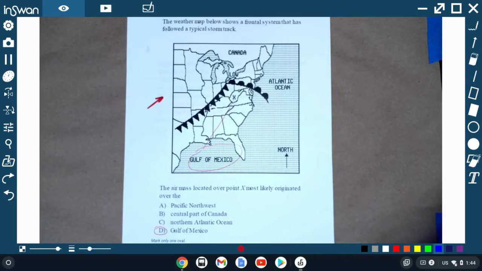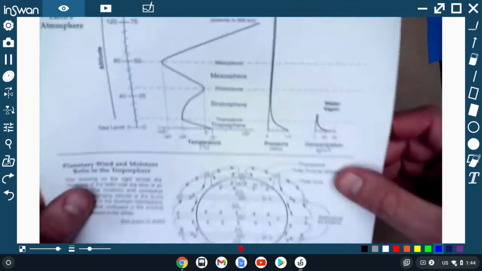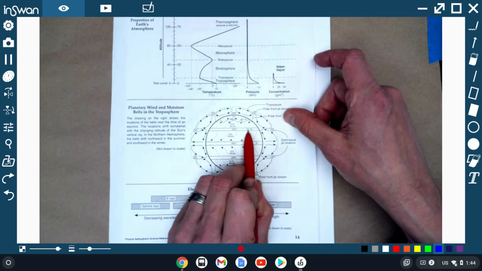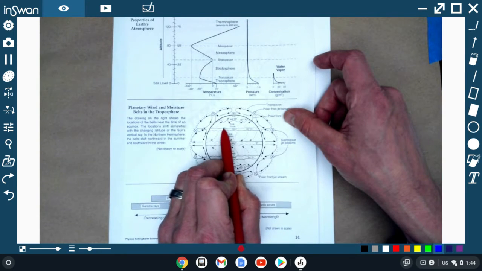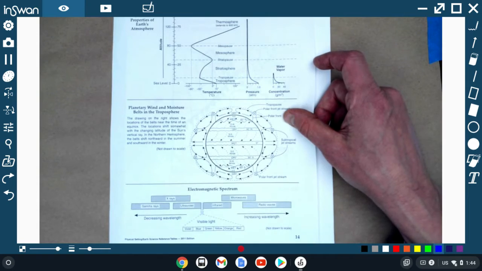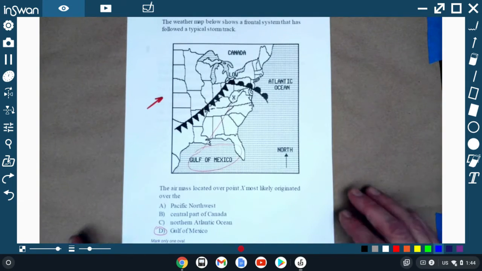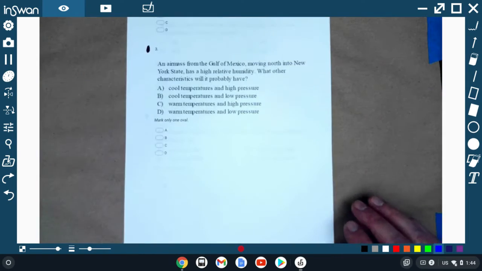Remember, air systems travel to the northeast from the southwest. And how do we know that? Well, if we take a look at our global wind patterns here, the United States is between 30 degrees north and 60 degrees north, and the winds are going from the southwest up to the northeast due to the Coriolis effect. So number 2 was D.